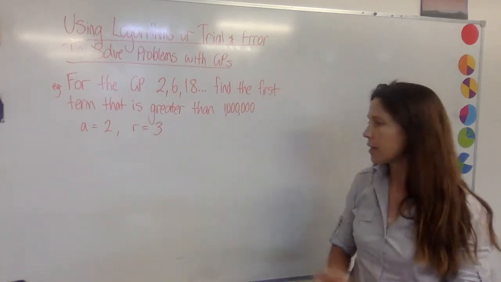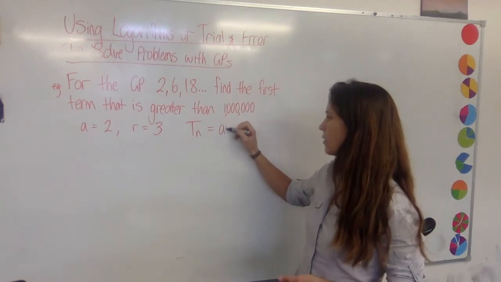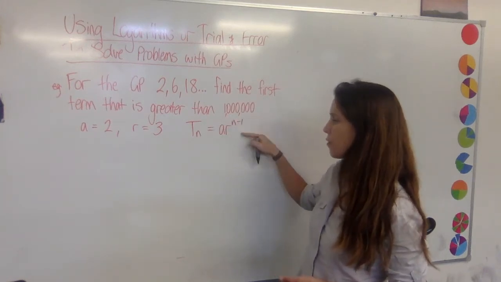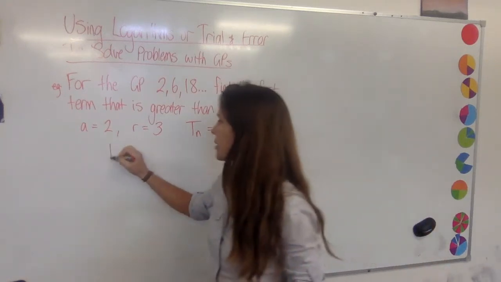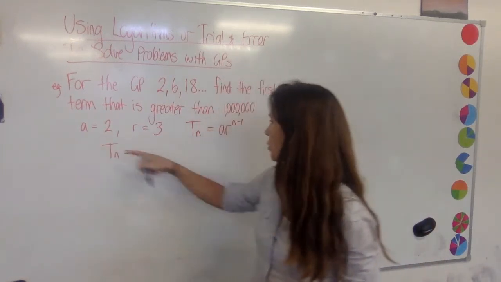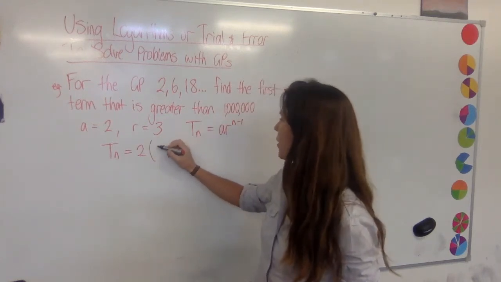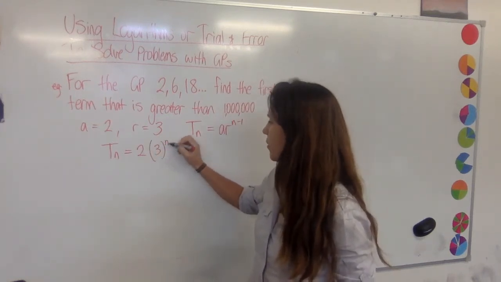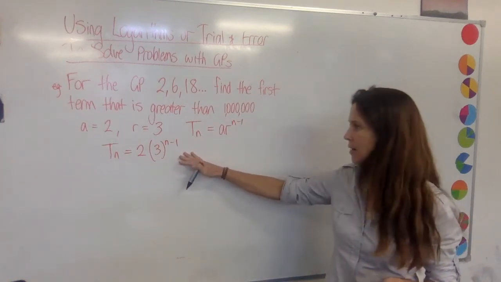So r is 3. That means I can easily come up with, now we know the formula for a GP for the nth term looks like this. So for this GP, I can say the nth term is 2, because that's a, times, and I'll just put it in brackets, 3 to the power of n minus 1. So now I've got a nice little formula I can use to find any term.